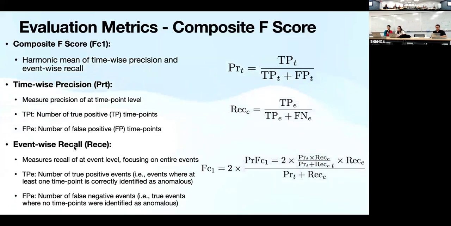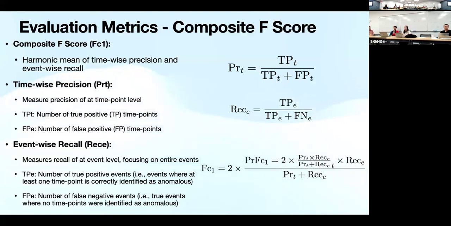And then we have the event-wise recall. This is where they're doing things on the event level. So basically, they're measuring the recall at the event level, which is focusing on entire events. They take the number of true positive events, and they also use the number of false negative events. And how do you calculate a true positive event? These are events where at least one time point was correctly identified as anomalous. So if you have an event or channel, during which one of the time points was correctly identified as anomalous, then they consider that entire channel as a true positive.